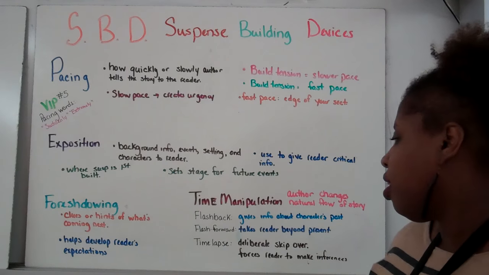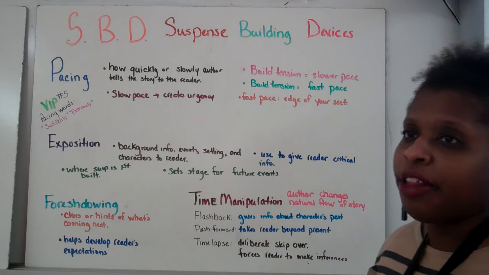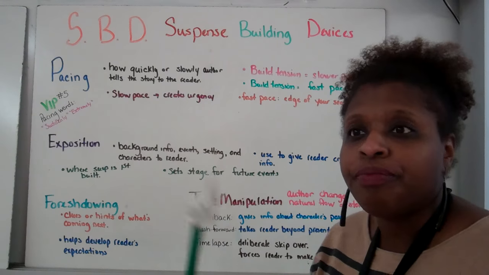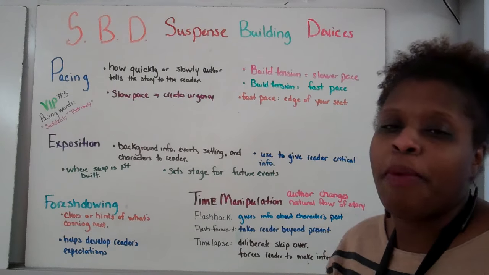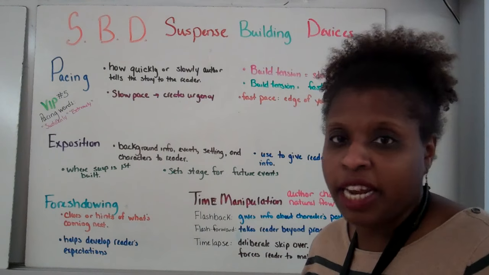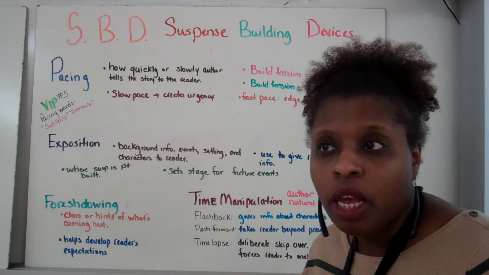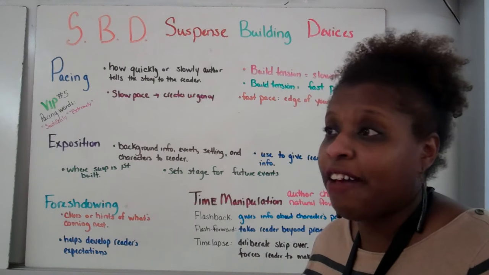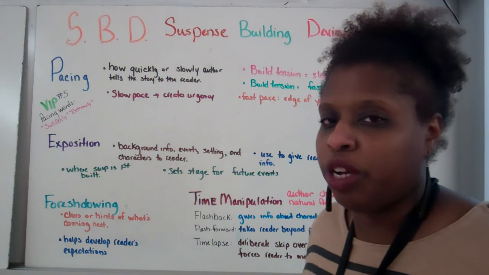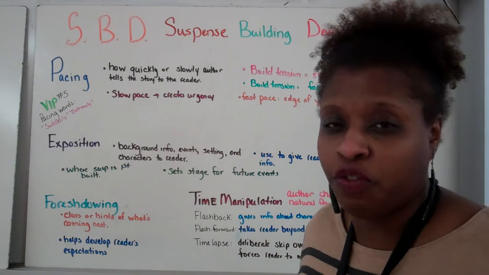Flash forward. This is where you take the reader beyond the present. You let the reader see what's going to happen to the character in the future, and then you go back to the past. This way it builds suspense because you know what's going to happen to the character, but you can't stop it. So you have this sense of urgency and this sense of tension build up when you have an author that uses flash forward.